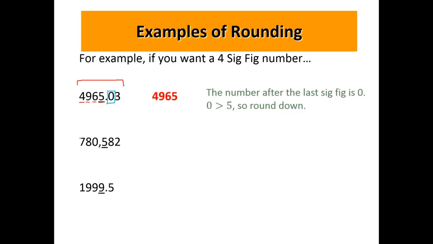With the next one, once again, I count my significant figures left to right until I get to 4. 1, 2, 3, and 4. Then what's the number after the last significant figure? In this case it is 8. So is that going to round it up or down? Up. It's going to round it up. So that 5 is going to become what? A 6.